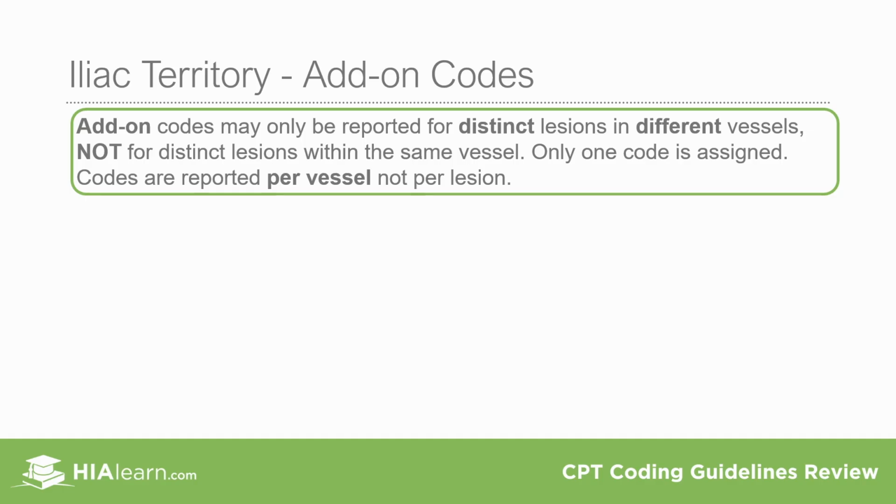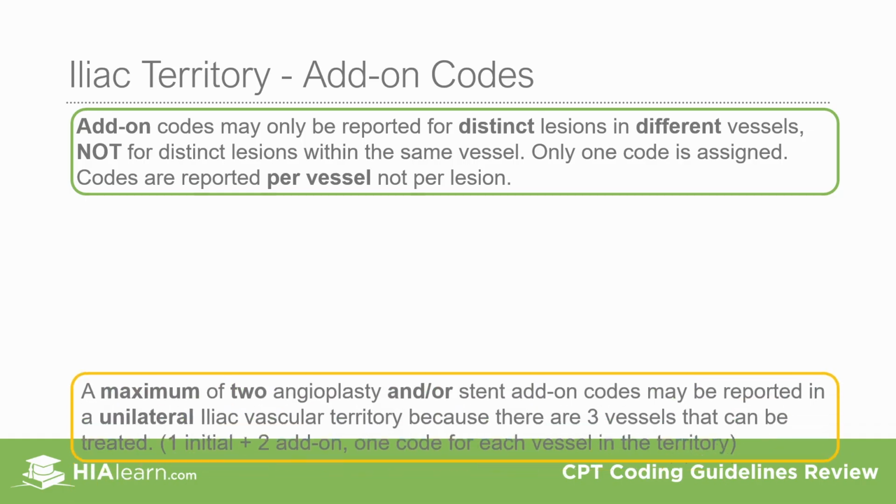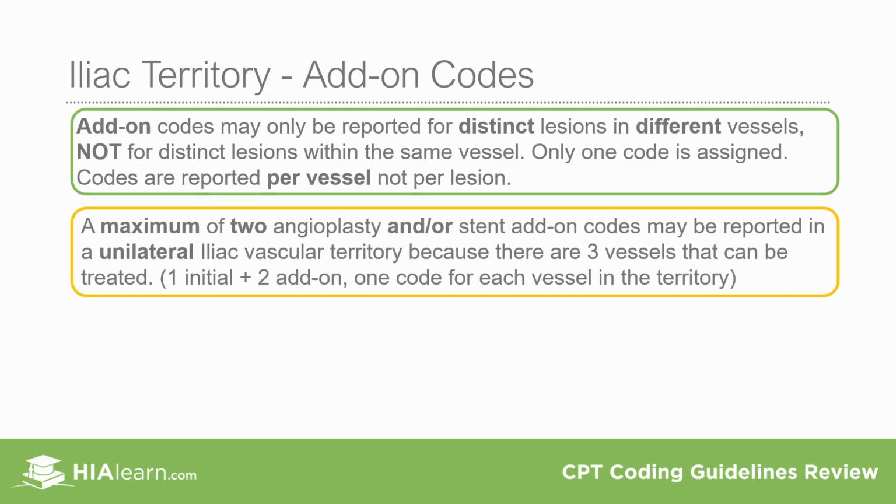If more than one distinct lesion is treated in a single vessel, only one code is assigned, because codes are reported per vessel, not per lesion. A maximum of 2 angioplasty and/or stent add-on codes may be reported in a unilateral iliac vascular territory, because there are 3 vessels that can be treated. This would look like 1 code for treatment in an initial vessel and 2 add-on codes for treatment of each additional vessel in the territory, for a total of 3 codes per unilateral iliac vascular territory.